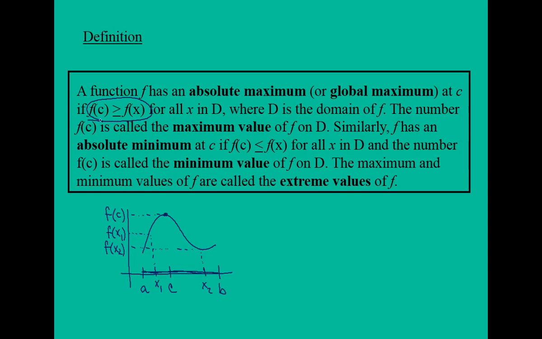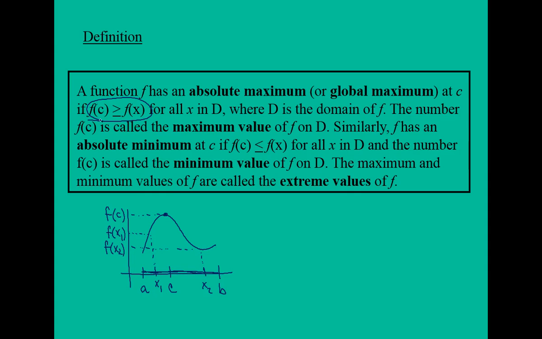If we have an absolute maximum, plugging in this value c will give me a number larger than any other value that I plug into the function on the interval a to b. This number f of c is called the maximum value of the function on this domain.